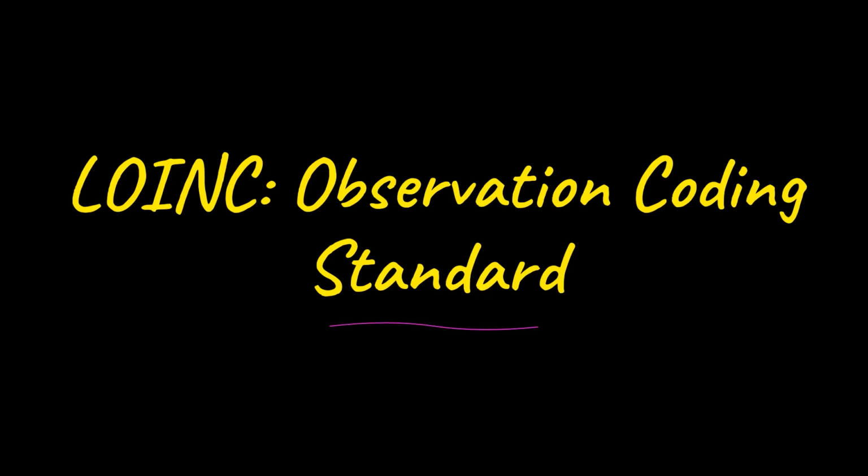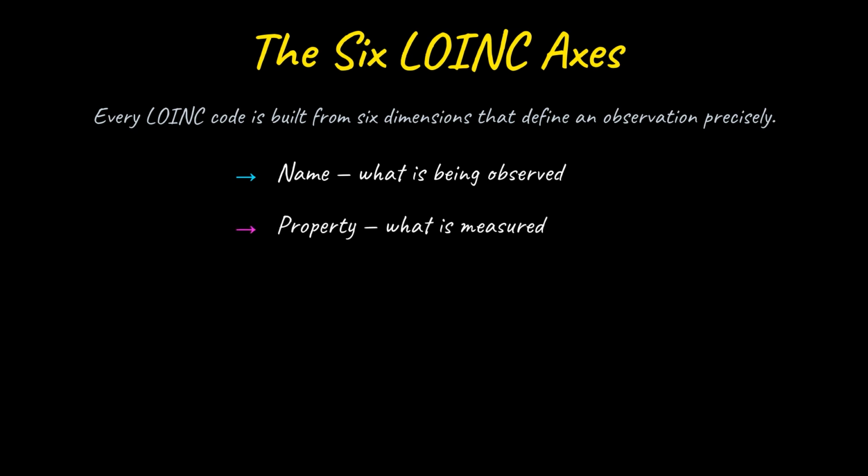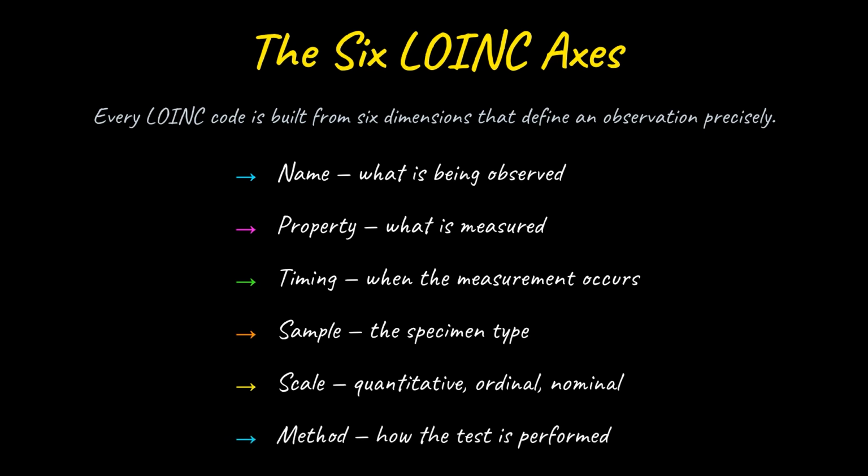LOINC, Logical Observation Identifiers Names and Codes, is the standard coding system for laboratory and clinical observations. It gives every distinct observation a unique code so that systems across different organizations can exchange results with shared meaning. Each LOINC code is constructed from 6 axes: the name of the observation, the property measured, the timing, the sample type, the scale, and the method. Changing any single axis produces a different LOINC code, which is how the system achieves precise, unambiguous identification.